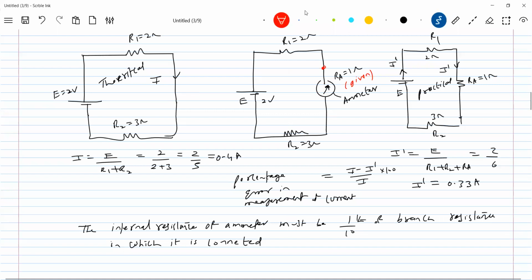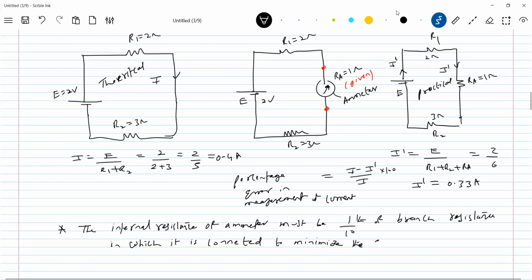Clear? So usually it will be done like this. I'm going to cut it at these 2 points. I'll cut the wire here, then I'll introduce the ammeter. It should be connected in series. So what is the first rule? The first rule says the internal resistance of the ammeter must be 1/10 of the branch resistance in which it is connected, to minimize error.